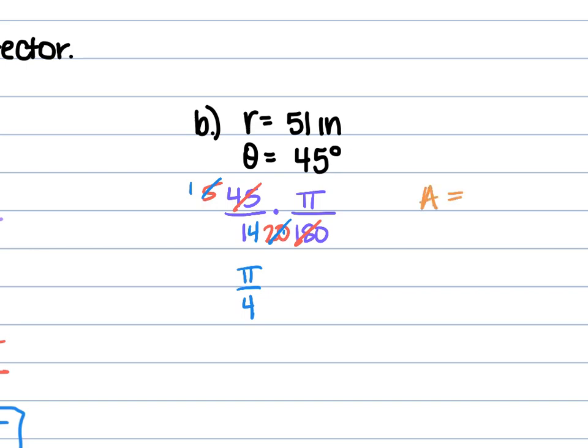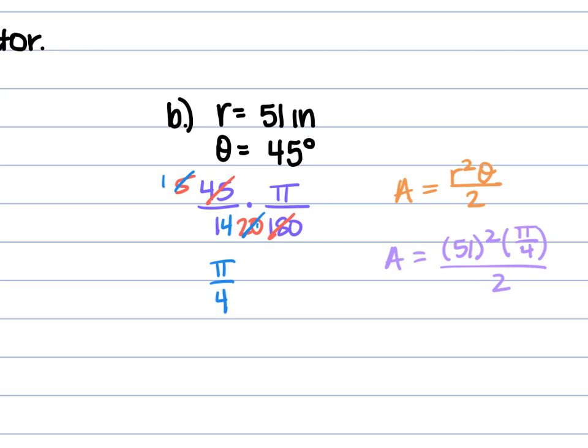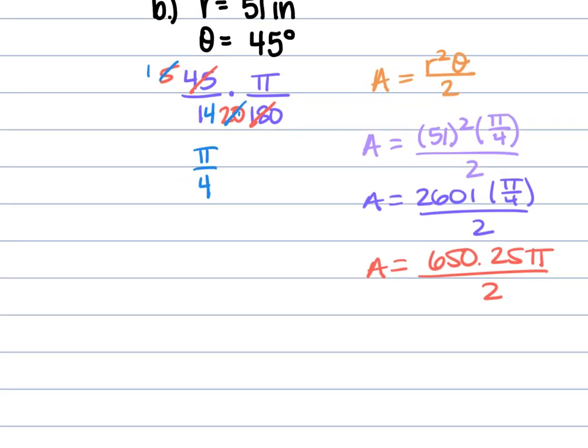So again, we're using A is equal to our radius squared times theta over 2. So A is equal to 51 squared times pi over 4 all over 2. The 51 squared gives us 2,601. So A is equal to 2601 times pi over 4 all divided by 2. If we divide that 2601 by 4, we get A is equal to 650.25 pi over 2. So we're going to divide this number by 2 as well. And we're going to be left with our area is equal to 325.125 pi.